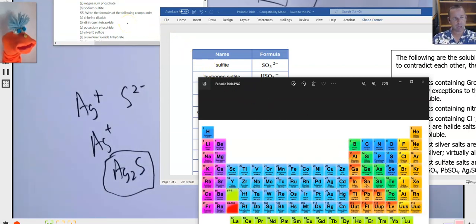Aluminum fluoride trihydrate. What's that? Okay, hydrates.